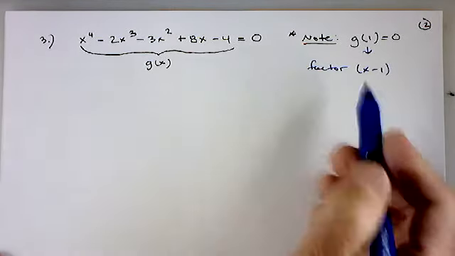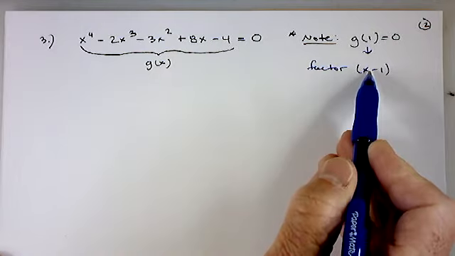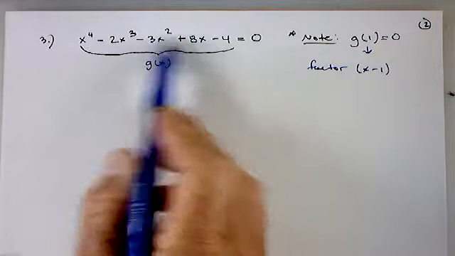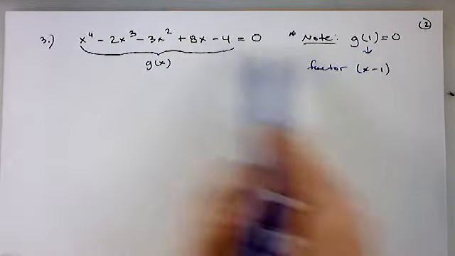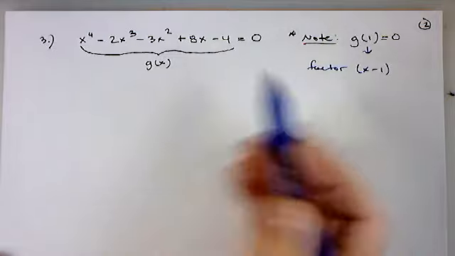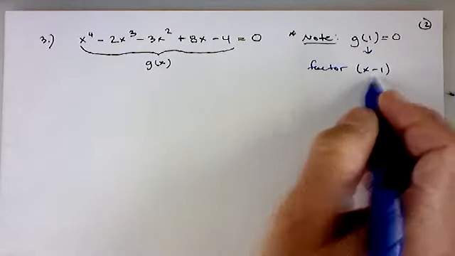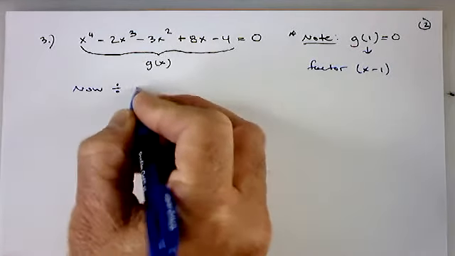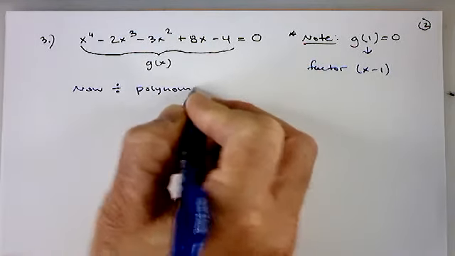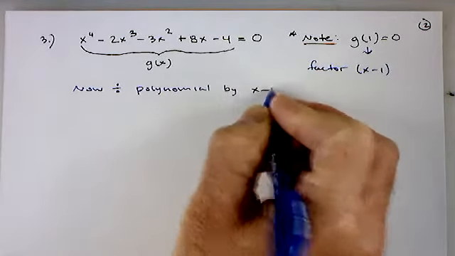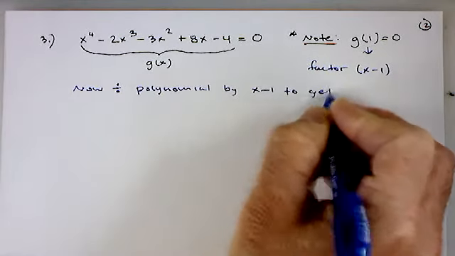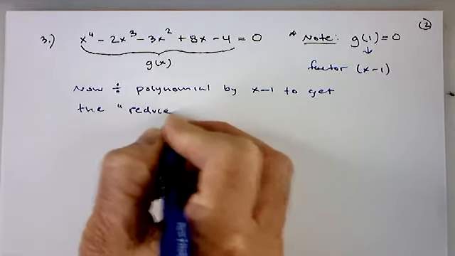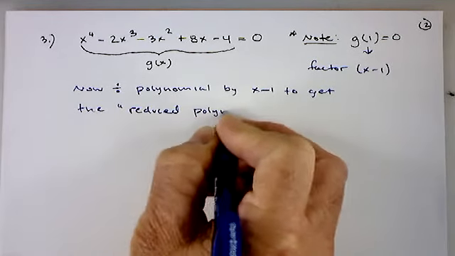Okay. And so from the previous example, we can see what I'm going to have to do. I know a factor is x minus 1, but there's going to be more stuff. I'm going to have to divide, right, to figure out, we call this the reduced polynomial. So I divide the polynomial by x minus 1 to get what we call the reduced polynomial.